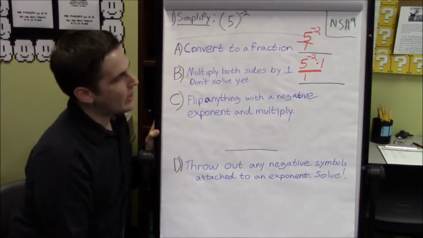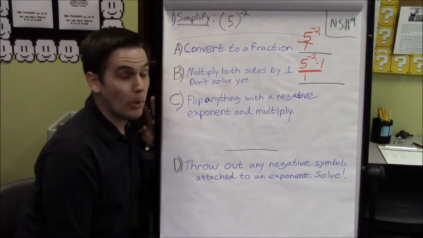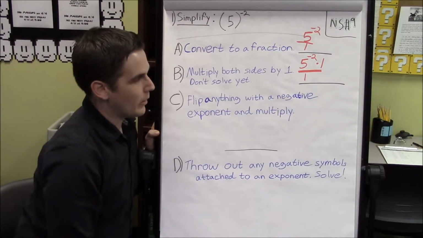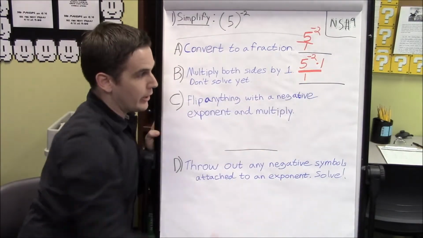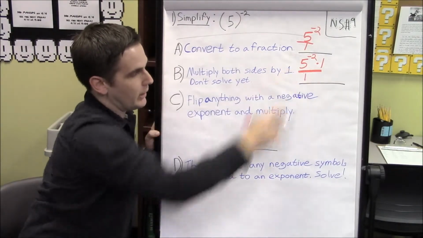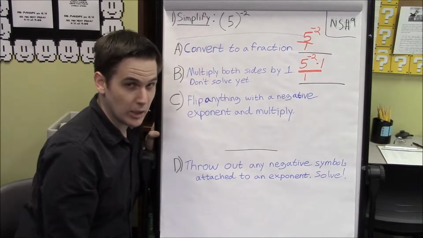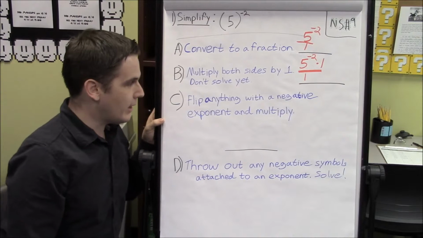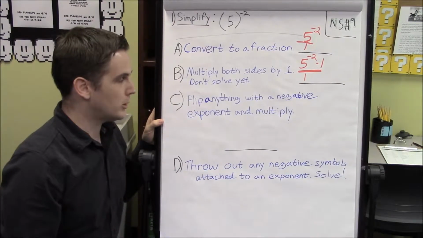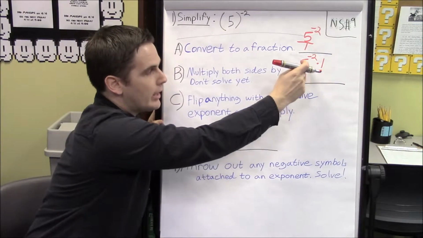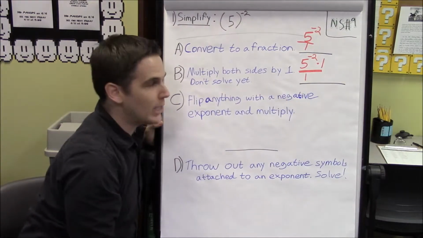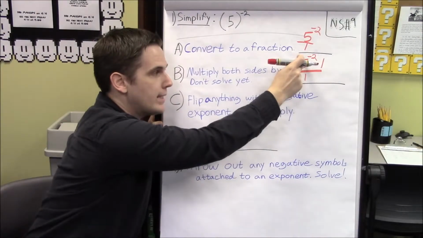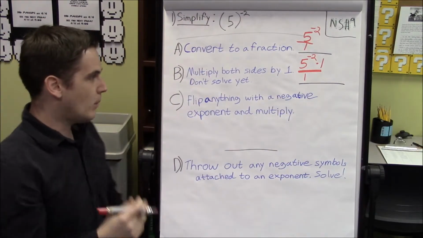Just like that. Now in this case, I didn't actually multiply both sides by 1 because the bottom was just 1 by itself. But the top, we're going to do that because it doesn't have just a plain 1 by itself, and that's going to help us out later. Okay, C. Flip anything with a negative exponent and multiply. So in this case, we only have one base that has a negative exponent. So we're going to flip it from one side to the other and multiply.